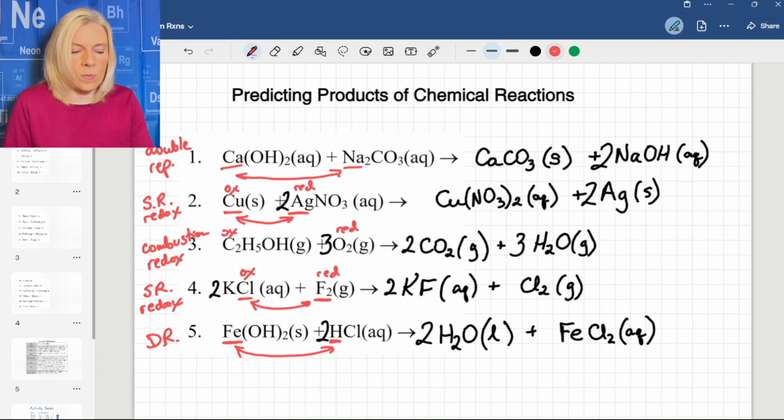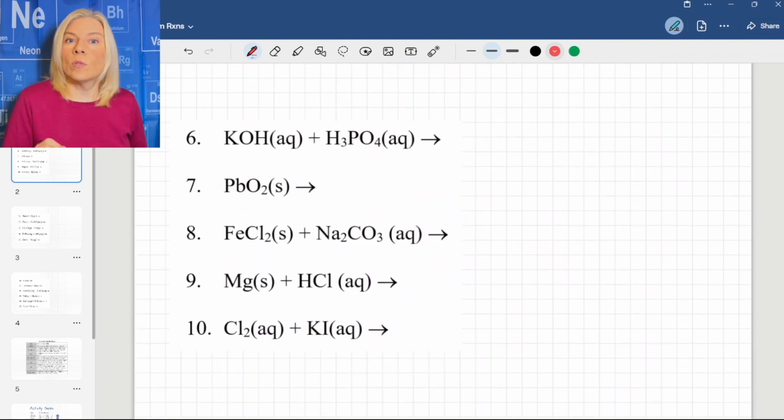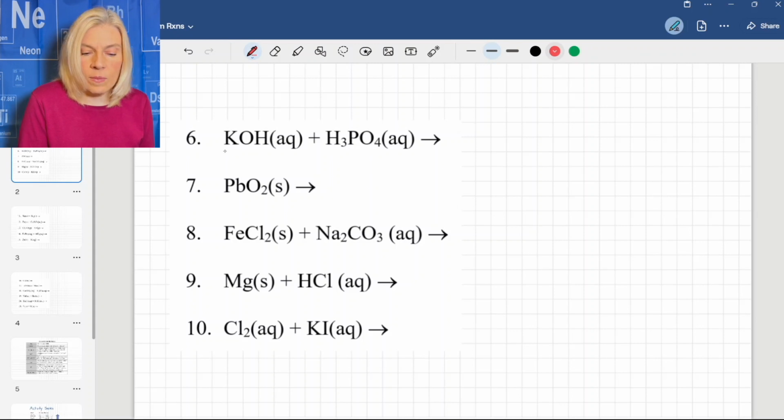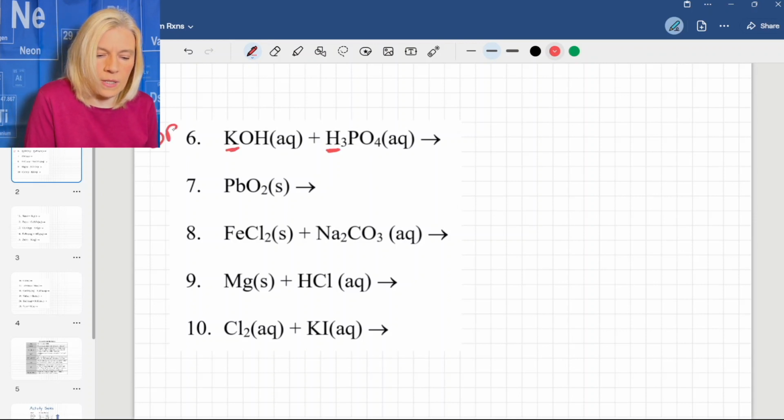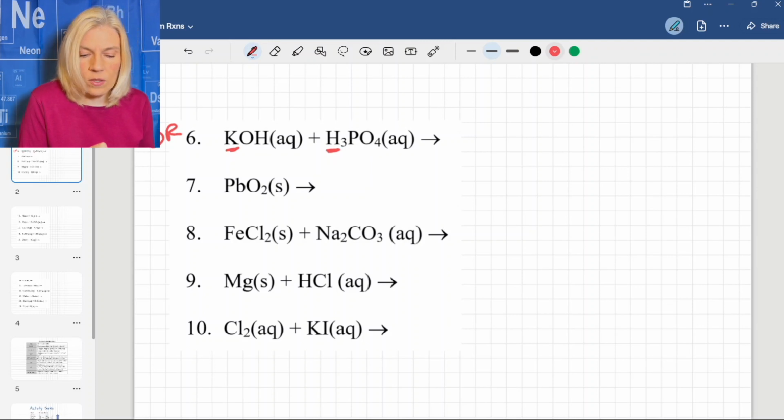Let's keep going. Let's practice. If you would like, you can pause the video, predict the products, and see what you get. So let's keep going. Our reaction number 6. We have our double replacement acid base. Look, here's my acid, and then hydroxide is the base, right? So we have acid base, so we have our double replacement, and this is our acid base reaction. So they will form water.